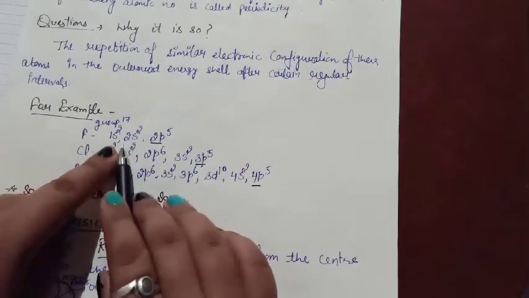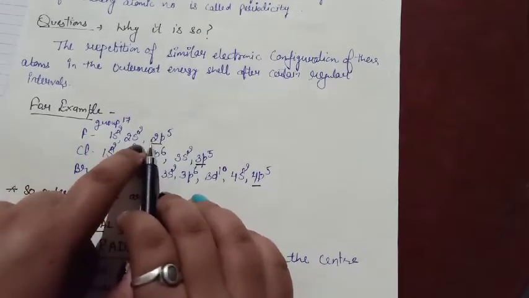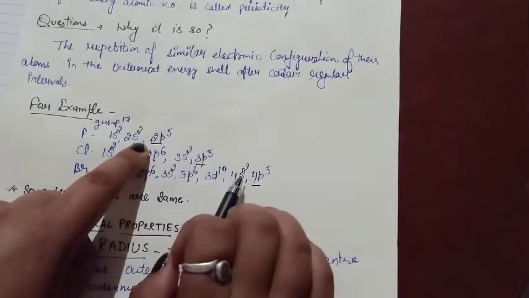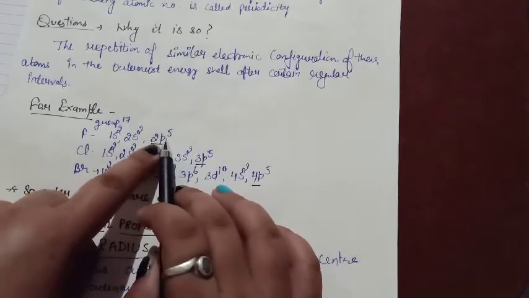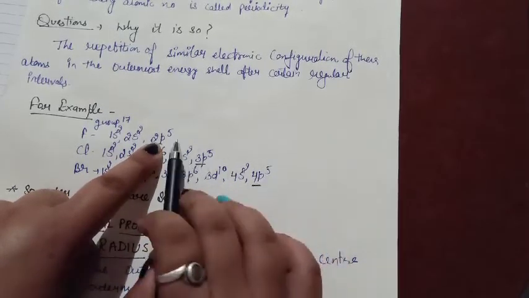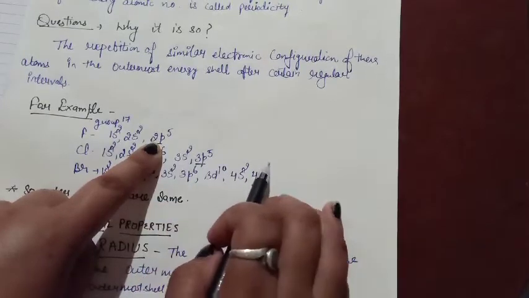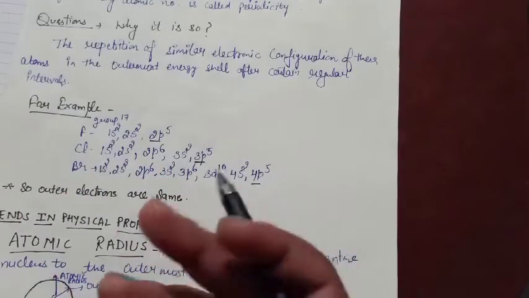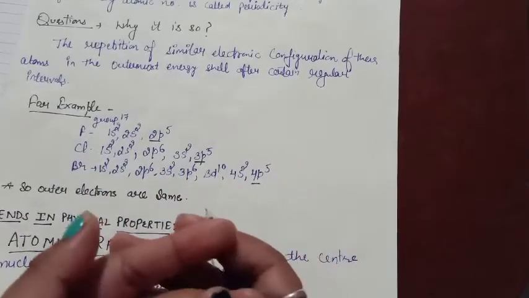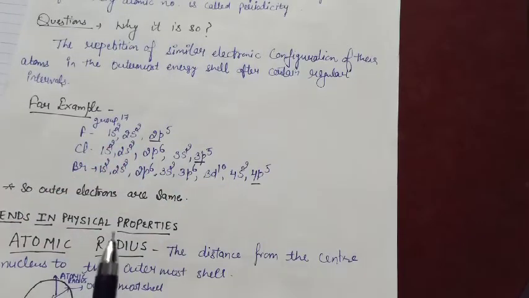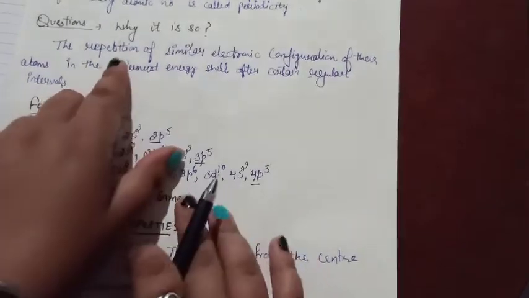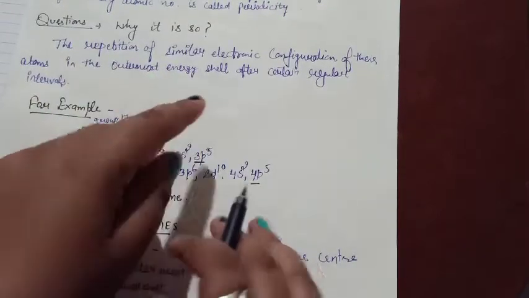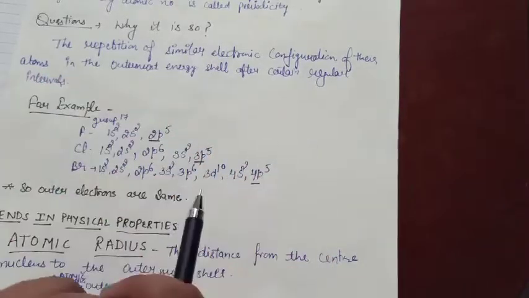Fluorine, chlorine and bromine all have the same outermost shell pattern. The principal quantum number is changing, 2, 3, 4, but the orbital is the same and the number of electrons is also the same, 5, 5, 5. So the same type of orbital and the same type of electrons give them similar properties, and that is periodicity. It is the repetition of similar electronic configuration of their atoms in the outermost energy shell after regular interval.